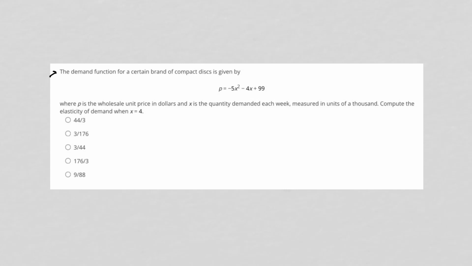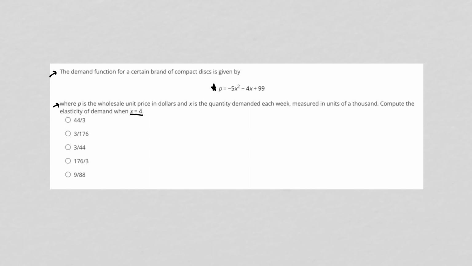So this question says the demand function for a certain brand of compact discs is given by this equation here, where P is the wholesale unit price in dollars and X is the quantity demanded each week, measured in units of 1,000. Compute the elasticity of demand when X equals 4.